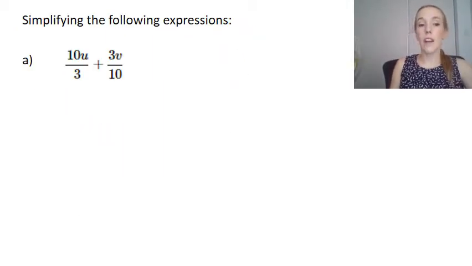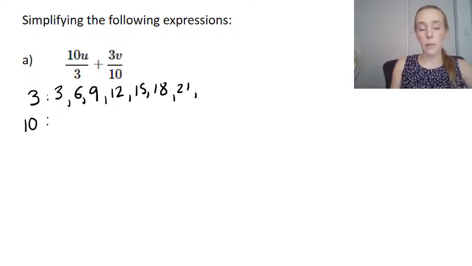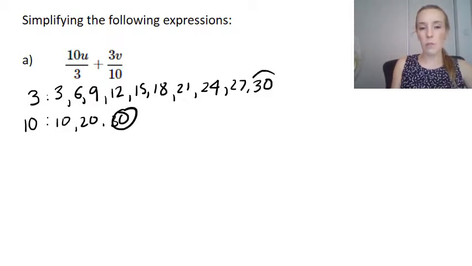Okay, so we've got another example here. So we're just going to simplify this expression. So this time our denominators are 3 and 10. So we're going to try and find the lowest common multiple of 3 and 10. You can probably do it in your head, but I'll start listing them now. 3, 6, 9, 12, 15, 18, 21, 24, 27, and 30. And for 10, we've got 10, 20, 30. There we go. Our lowest common multiple of both of those numbers is 30.